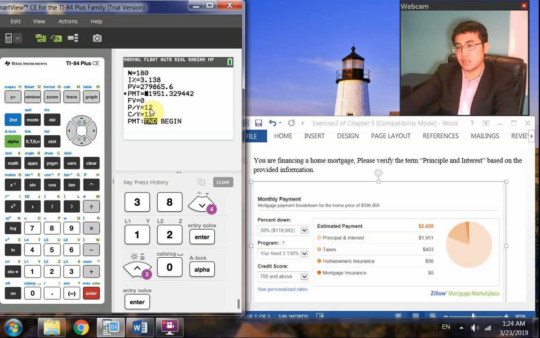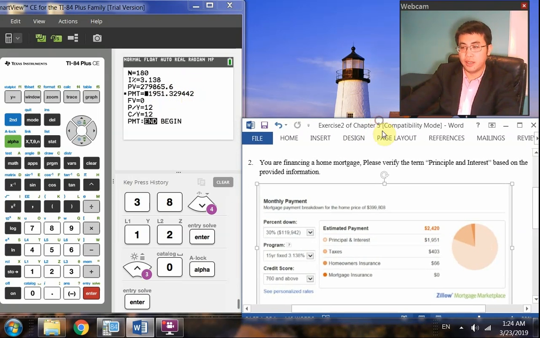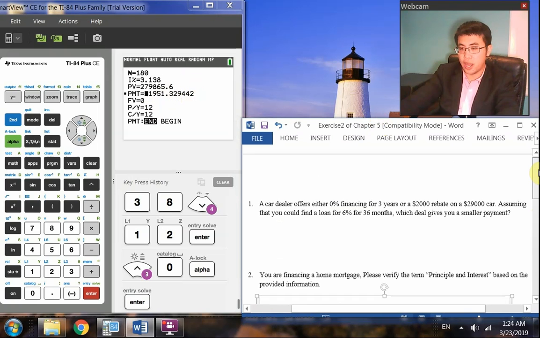So basically I just taught you 2 methods to get the payment, and these 2 methods apply when you do not have annual payment. Instead you have a monthly payment or even quarterly payment. Okay, so that's for question number 2. And then let's move to question number 1.